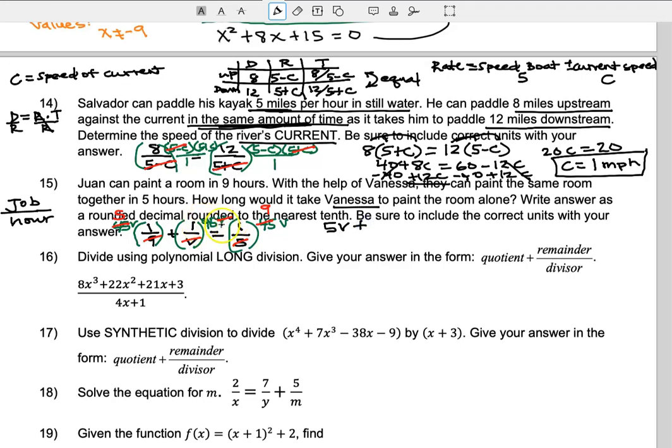plus 45, equals, what's left here is 9V.